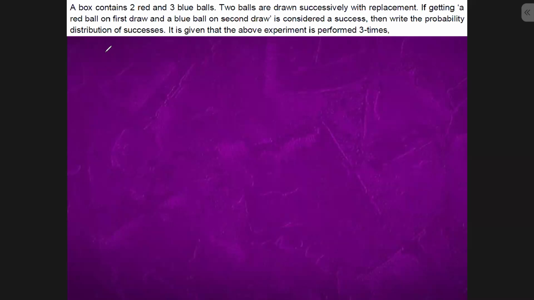So we have probability of success. So what is the question? First you understand this. We will have 3 attempts. So we will take out 2 balls on one attempt, 2 balls on the second attempt, 2 balls on the third attempt.